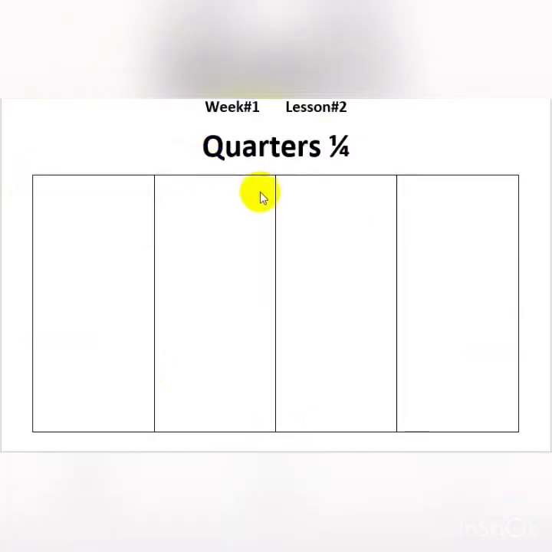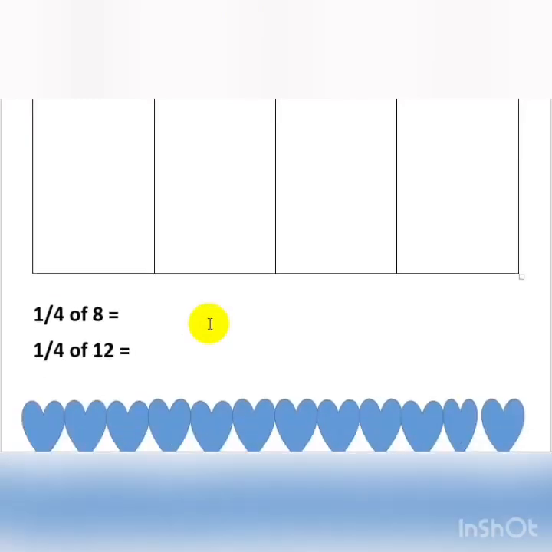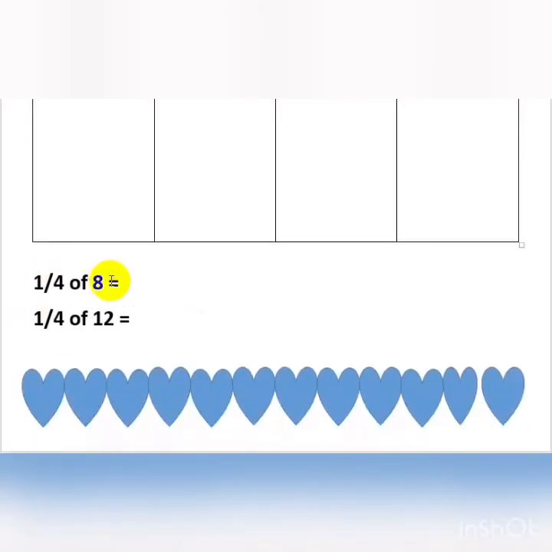So now our next part is quarters. Quarter means 4, as the denominator here is telling us there are 4 equal parts of a rectangle or any given shape. If you make 4 equal parts, then they are called quarters. So now let's again find the quarter of 8. Now I want to find the quarter of 8.